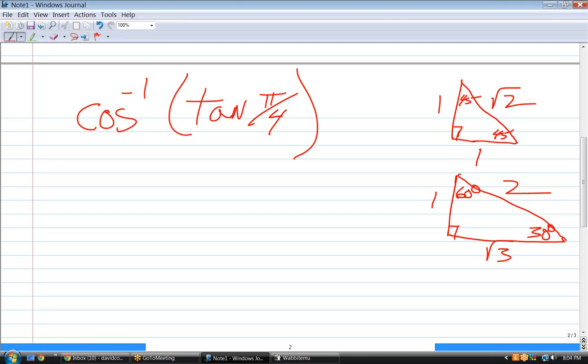So, what's the tangent of pi over 4? What's the inverse cosine of 1?